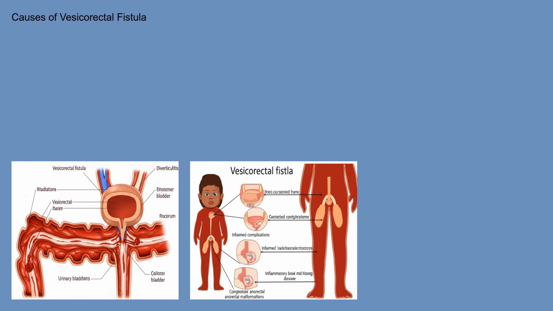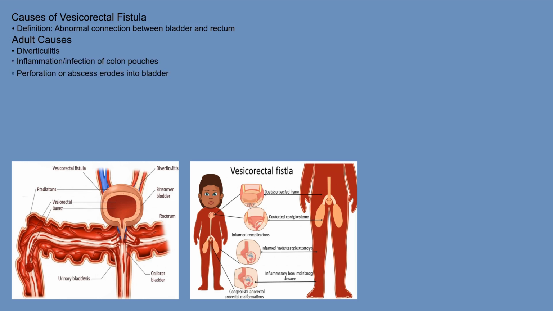So, what exactly causes a vesicorectal fistula? This abnormal connection between the bladder and the rectum can arise from a variety of factors. In adults, the most common culprit is diverticulitis, an inflammation and infection of pouches in the colon, particularly if it perforates or forms an abscess that erodes into the bladder.